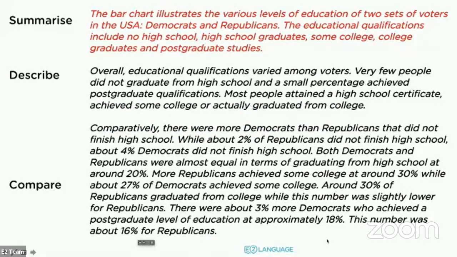So let's think about how we summarize first, which is this first part here. Let me read it to you. The bar chart illustrates the various levels of education of 2 sets of voters in the USA, Democrats and Republicans. The educational qualifications include no high school graduates, some college graduates, and postgraduate studies.